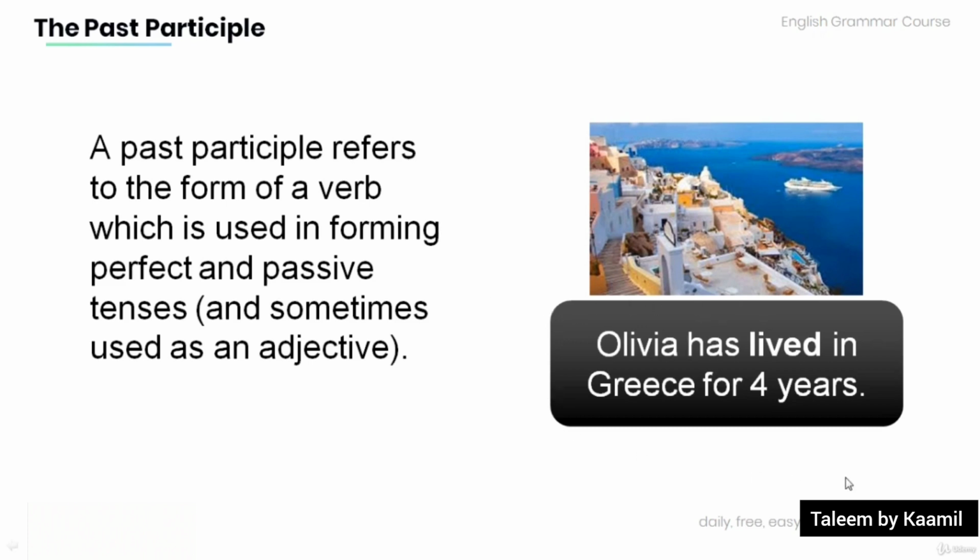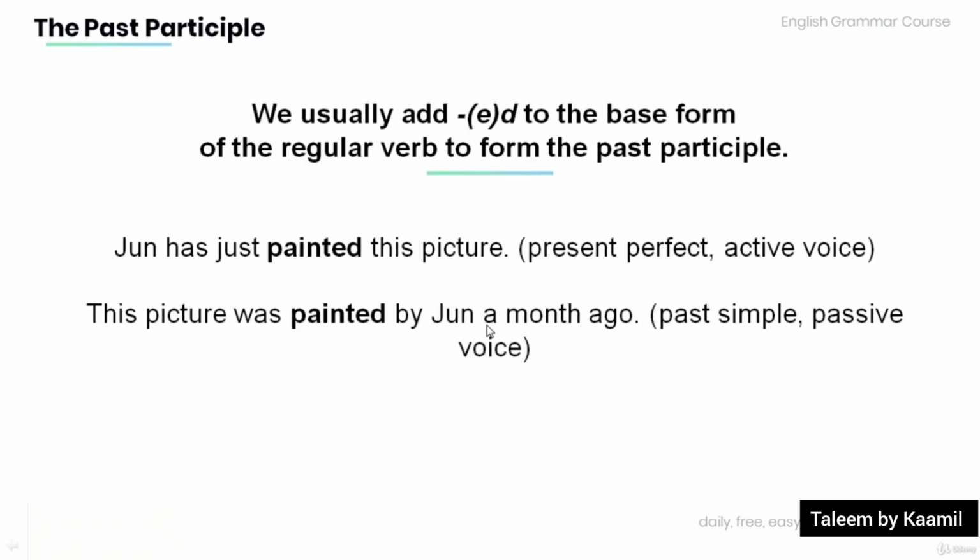Now have a look at the sentence over here. Olivia has lived in Greece for 4 years. In this sentence, the past participle is used to form the perfect tense, has lived. Now we usually add ed to the base form of the verb to form the past participle. Have a look at the examples below.